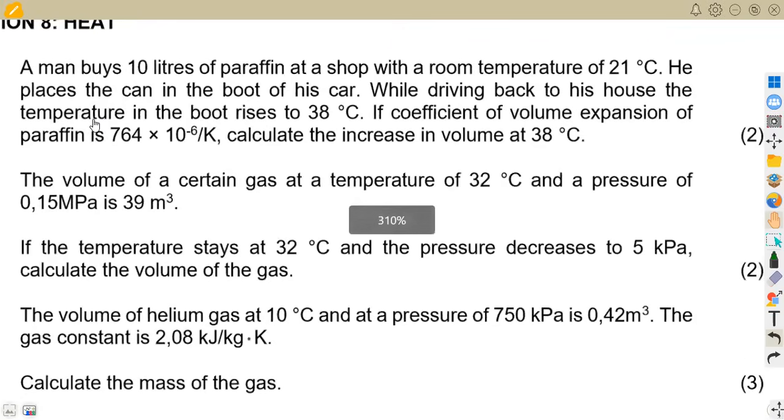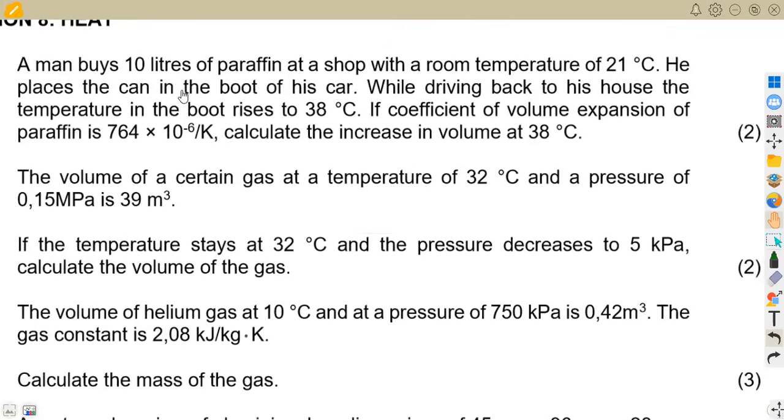You're given that a man buys 10 liters of paraffin at a shop with a room temperature of 21 degrees Celsius. So this is the initial temperature, which is the room temperature. He places the can in a boot. So take note, he's putting it in the boot of his car. In this boot the temperature is going to increase. So while driving back to his house, the temperature in the boot rises to 38 degrees Celsius.